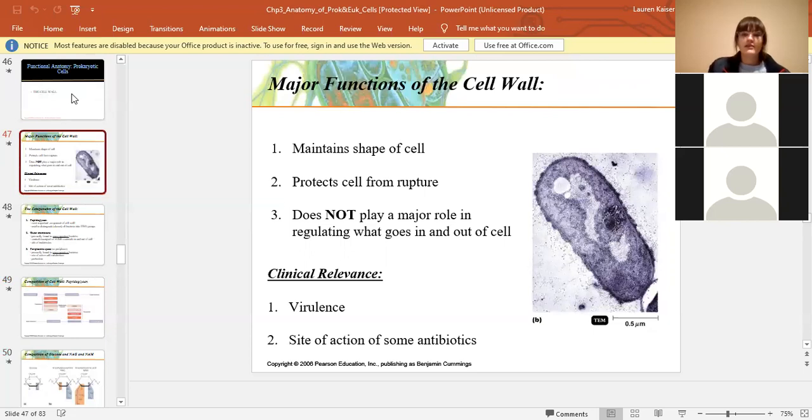Yeah, are there any other questions that we have about gram-positive versus gram-negative? I still have that drawing if you need it.